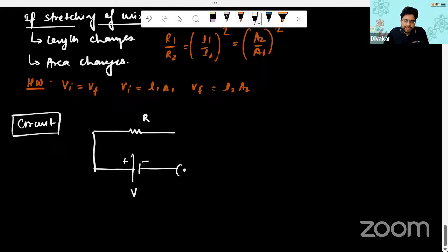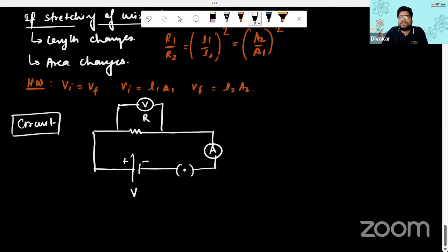You can have a key that you can use for opening and closing. And then you can have an ammeter if you want to measure current. You can also have a voltmeter if you want to measure voltage. Now remember just two things about the ammeter and voltmeter. The ammeter is always connected in series with the element where you want to measure current, and the voltmeter is always connected in parallel to the element where you want to measure the voltage.